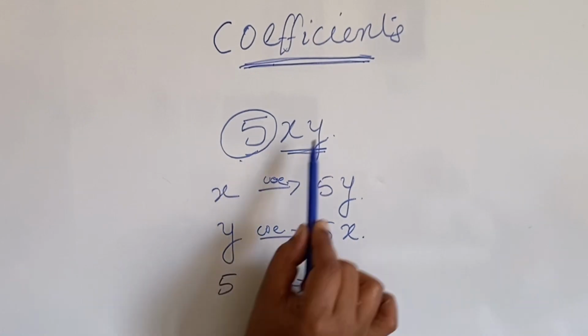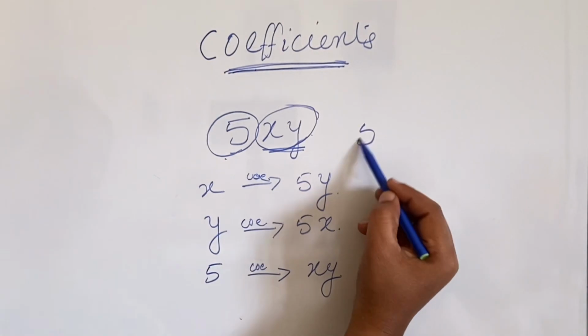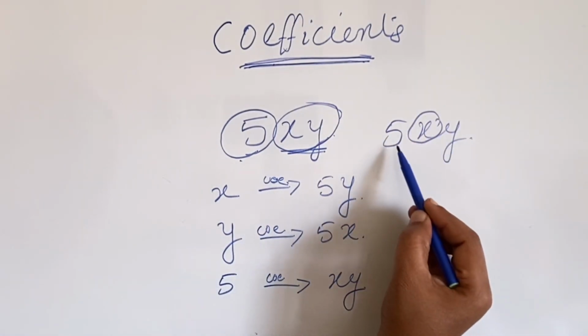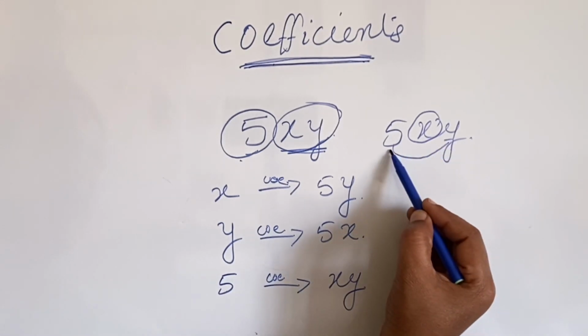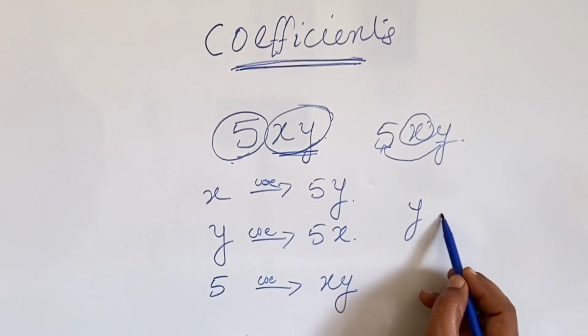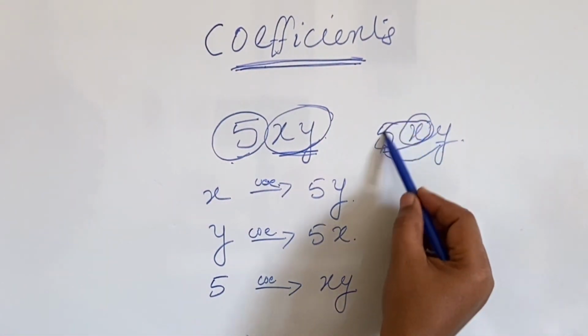And here 5 is known as the numerical coefficient of xy. So it is said to be the coefficient of the product of remaining factors. That means 5 is the coefficient of the product of remaining factors x and y, x is the coefficient of the product of remaining factors 5 and y, and y is the coefficient of the product of remaining factors 5 and x.